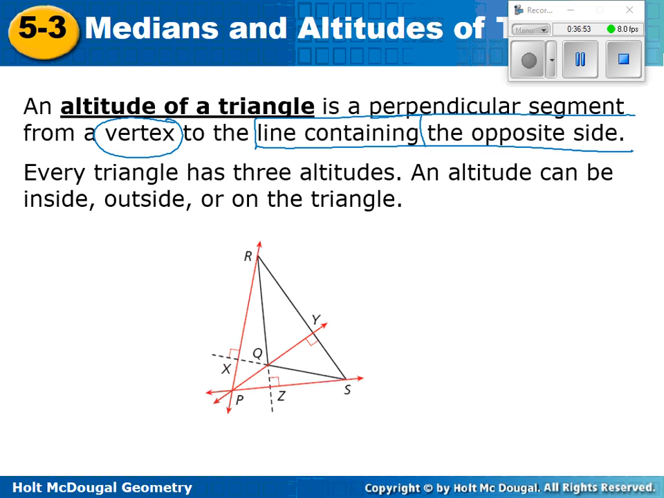Good. And then the same with this one. You cannot go from this vertex over to the opposite side without extending out that opposite side. So we're going to extend it out, and then we're going to draw a line that's perpendicular to it. Sorry. It's in your picture on your notes. If it helps, it's just a little hard to tell on the picture in the notes.